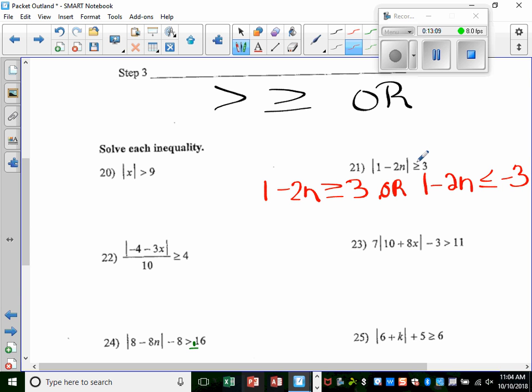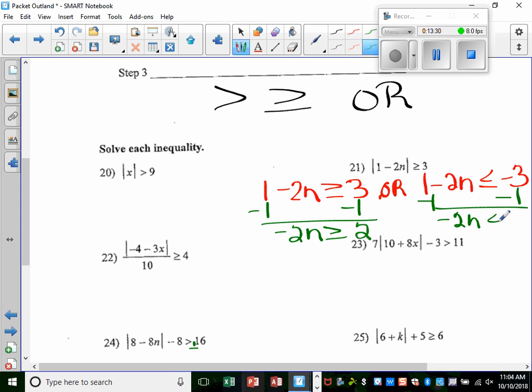Yes, we did flip the side. This was a greater than symbol. Now it's a less than symbol. So now we're going to go ahead and solve this. And we're going to do minus 1, minus 1, minus 1, minus 1. So that's going to give me negative 2n is greater than or equal to 2. And this will give me negative 2n is less than or equal to negative 4. Now we're going to divide by negative 2, so we are going to reverse the symbol.